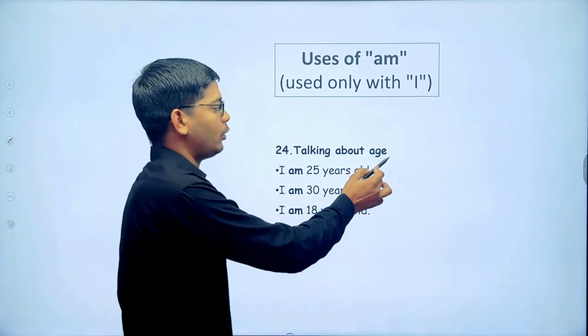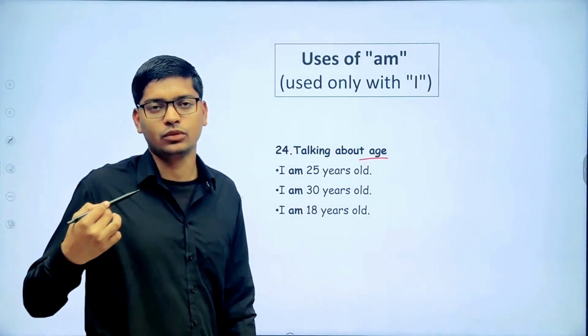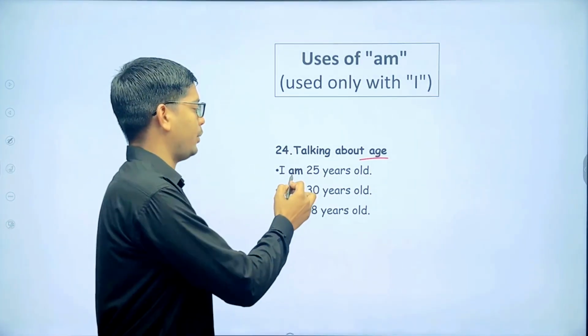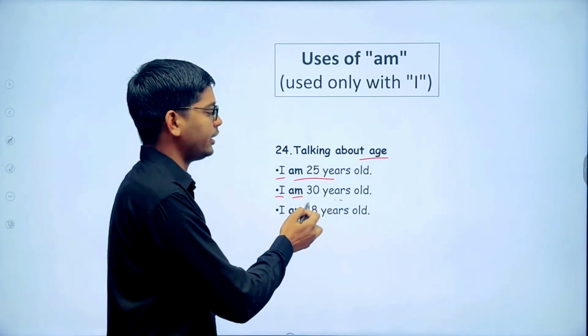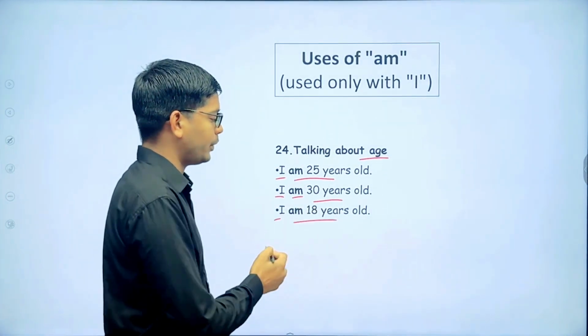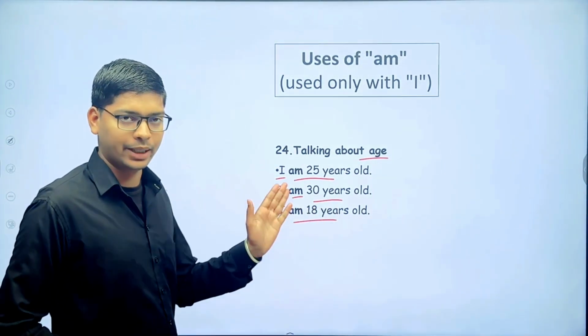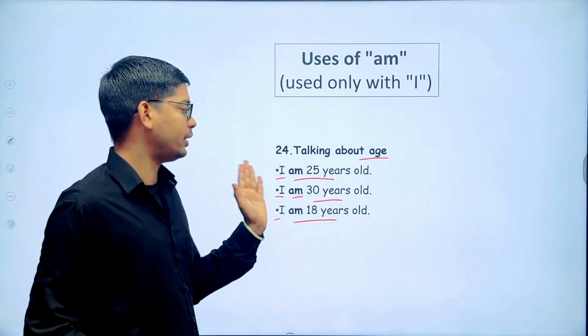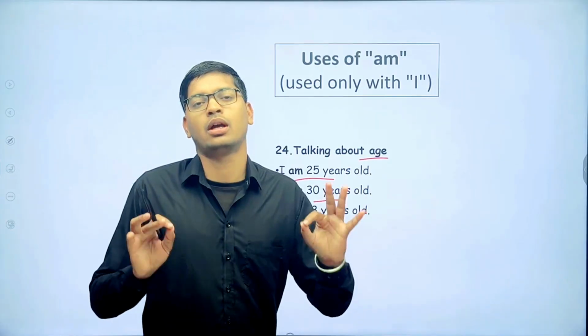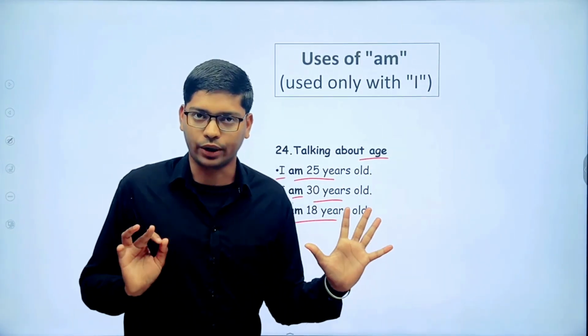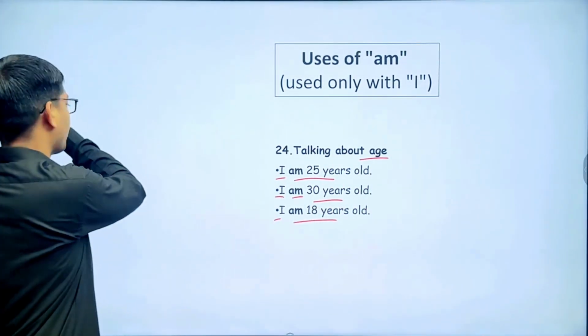Here, talking about age, you can use am. I am 25 years old, I am 30 years old, I am 18 years old. Talking about age, you can use am with I only. Okay, let's see next use.